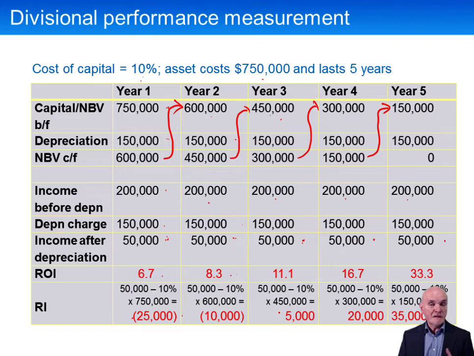It's almost a distorted improvement we're getting here. Your assets are getting older and wearing out, and this gives the illusion, I suppose, that you are improving your performance as a manager. How can we get round this distortion which has been introduced simply by the passage of time? And this brings us on to a slightly complex issue, which is known as annuity depreciation.